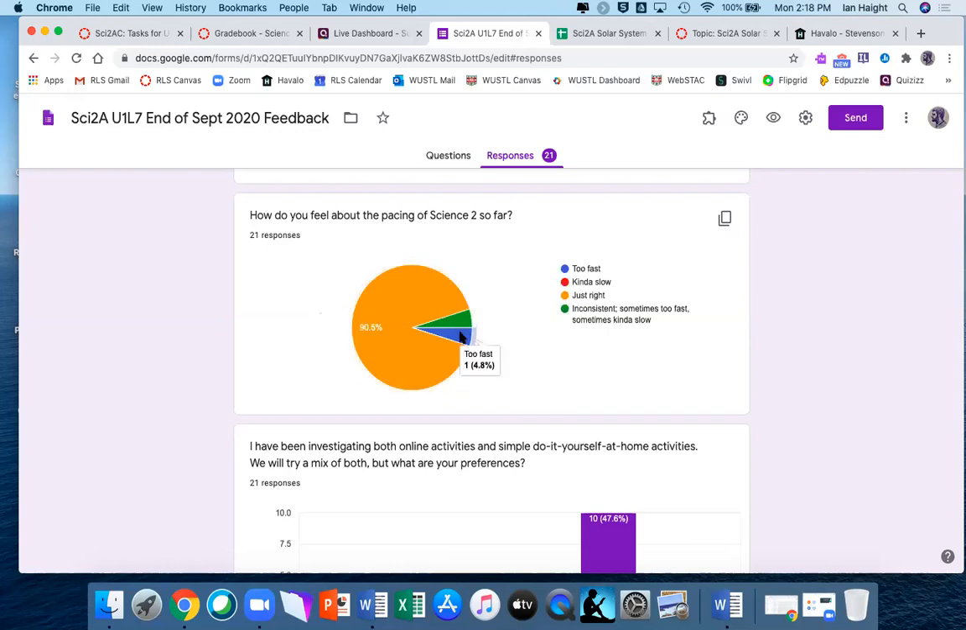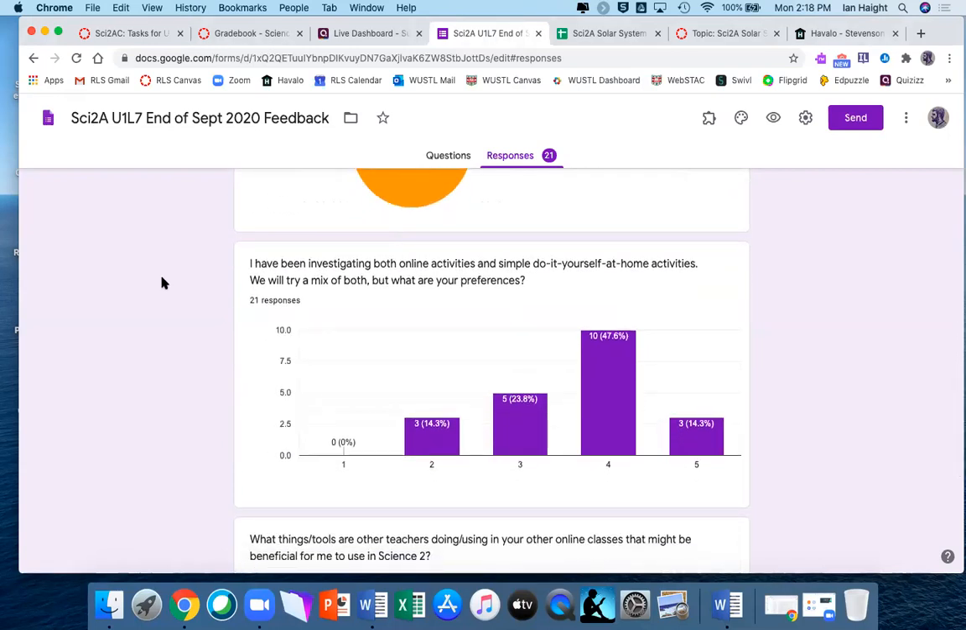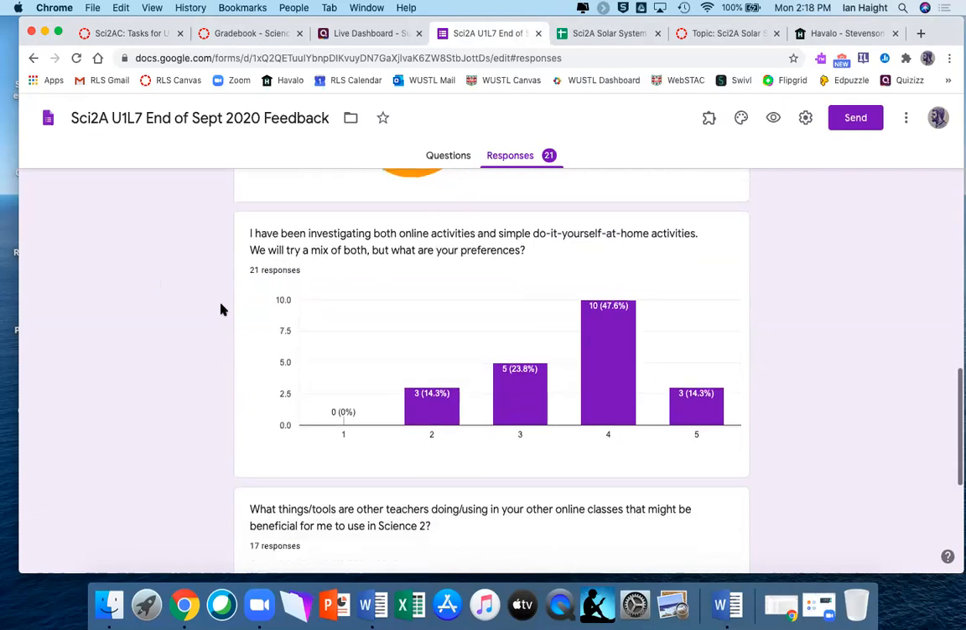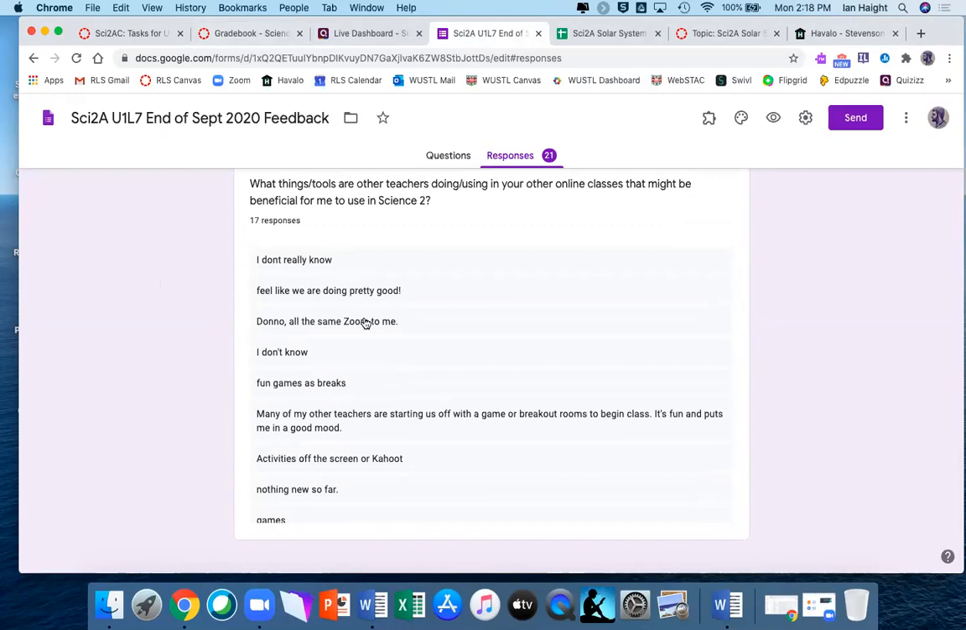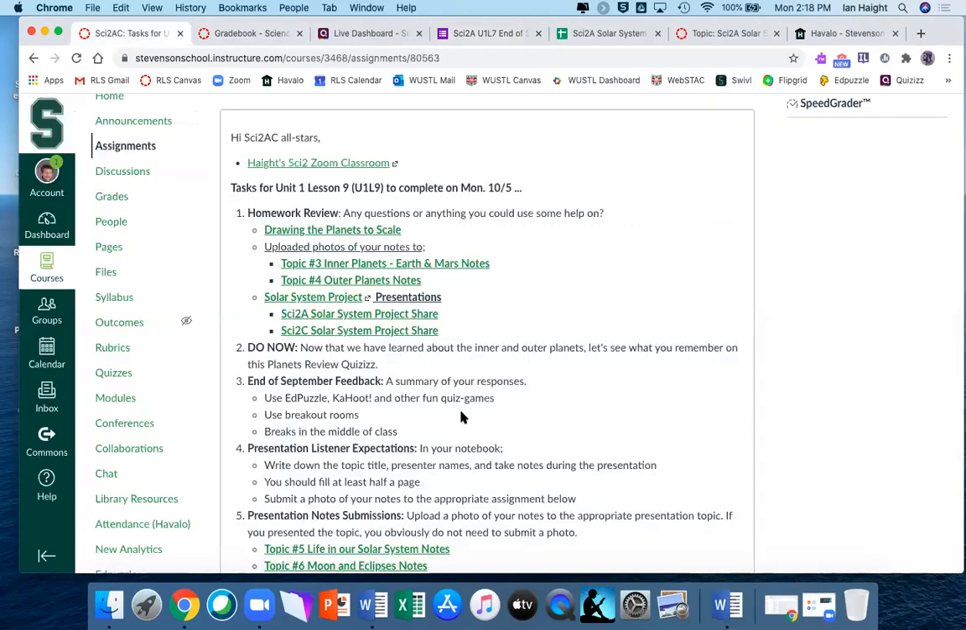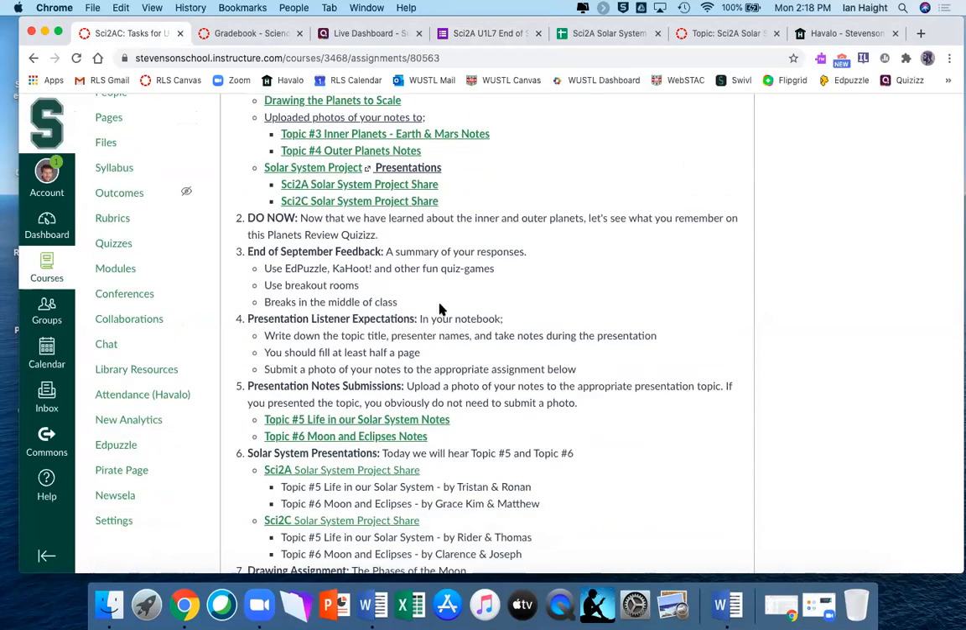A little bit inconsistent, a little bit too fast. So again, I will try to err on the side of slowing down when I can, especially when we have our first assessments coming up. We'll try to review. Looks like most of you would like to get away from computers every now and then, so we will continue to explore Flipgrids or something like that that we can do away from the computer. And I got some good feedback from you, summarized in the tasks to complete list, about using Edpuzzles, Kahoots, Quizzes, which is another program, the one we just used, using breakout rooms, and giving breaks in the middle of class when possible. So those are things I will keep in mind. I really appreciate a lot of your honest feedback on that.